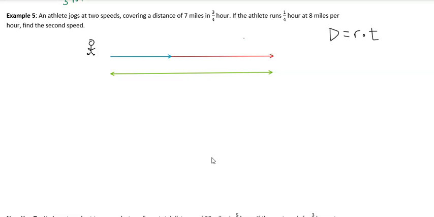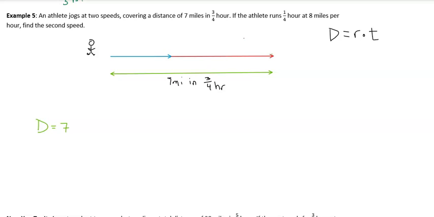So let's fill in some things here. The whole distance is 7 miles, and they do it in 3/4 of an hour. Okay, so 7 miles is the full distance, and we know they've run that whole distance. So we know the total distance, D, and I'll put it in green because that's what I've got here, and this whole long thing is going to be D. D is 7.